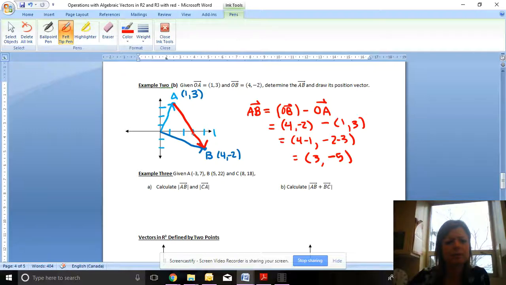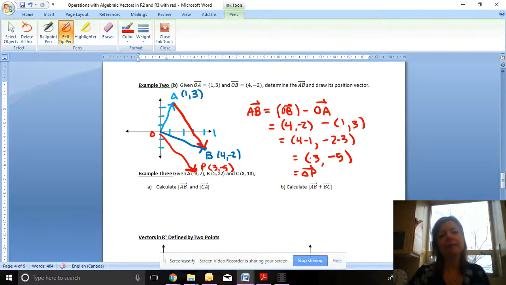So 1, 2, 3, and then down 5. So about here. This is OP, where this is 3, -5. So OP is equal to AB. When we talk about AB, when we find it, really it's the position vector of AB, but that's how it is determined in the coordinate plane, because they are equivalent to each other.